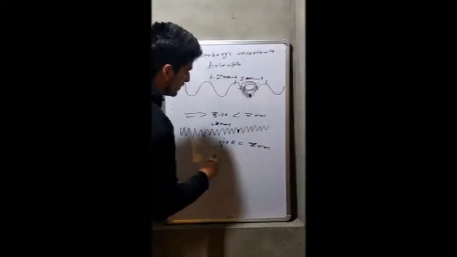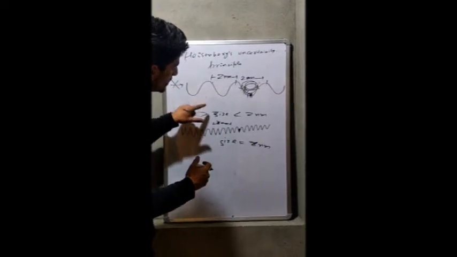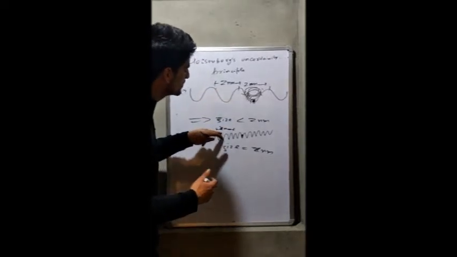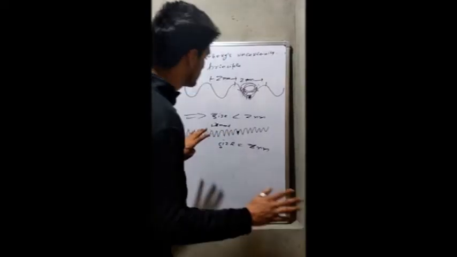So here it has much less wavelength than this wave, which has much more wavelength. So here it was z nanometer. Let's assume here is x nanometer. Okay, so its size is now x nanometer. The particle size is x nanometer.